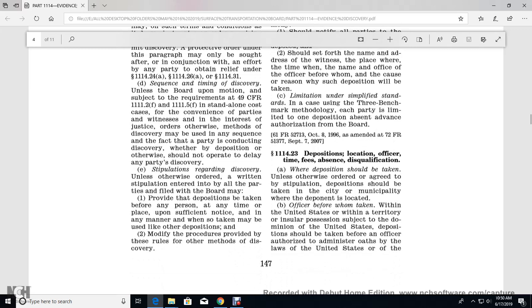Sequence and timing of discovery. Unless the board upon motion orders otherwise, subject to the requirements of Title 49 CFR 11.11.2 and 11.11.5(f).